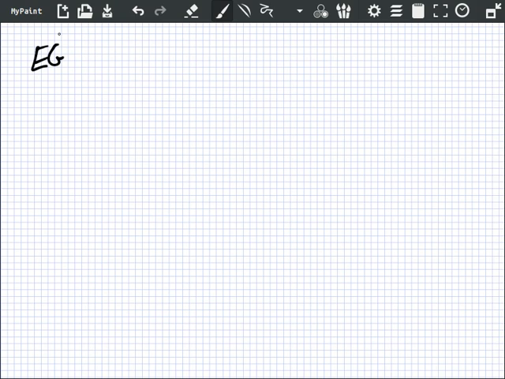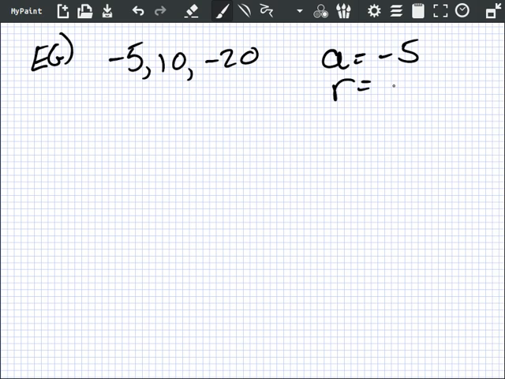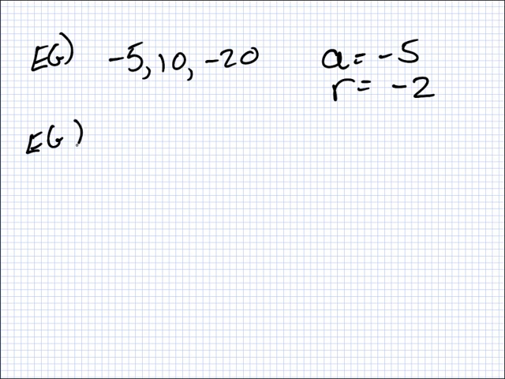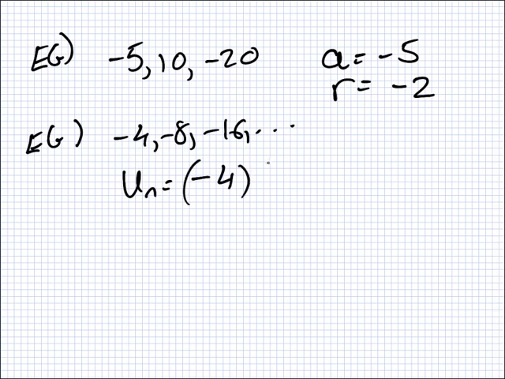First example, just like the last lesson, I want the A and the R this time. So what's the A? And the R? Minus 2. Yeah? Okay, fine. 10, 20, oh sorry, minus 4, minus 8, minus 16. I want the formula here. So Un is A times R to the power n minus 1.